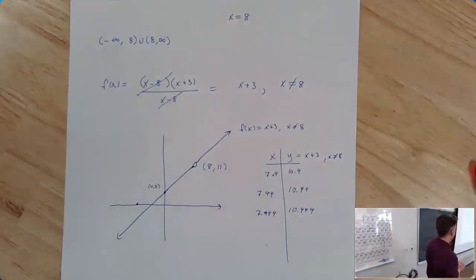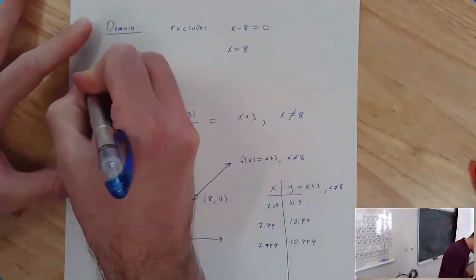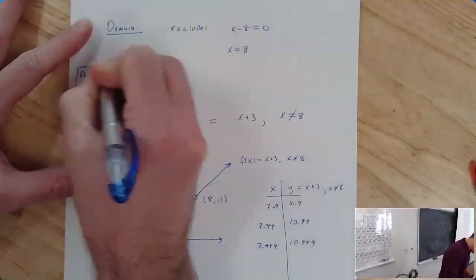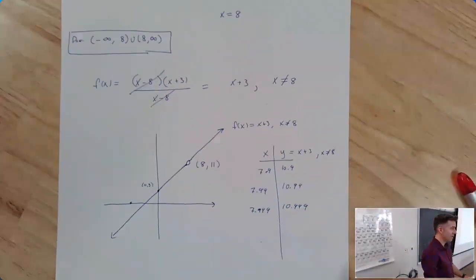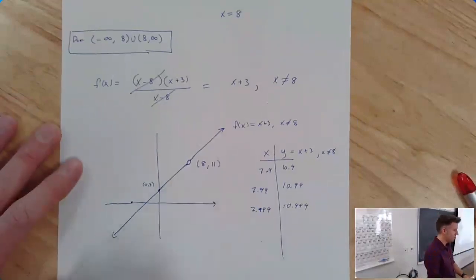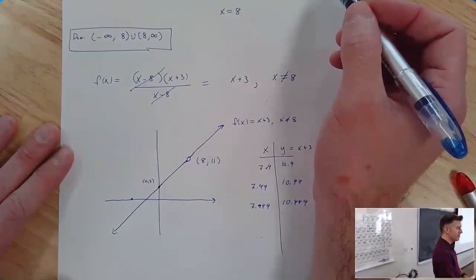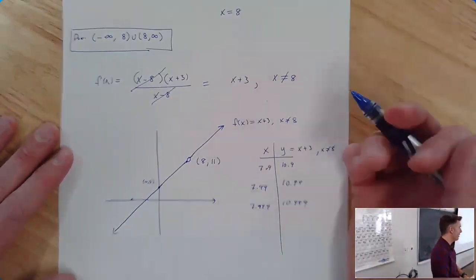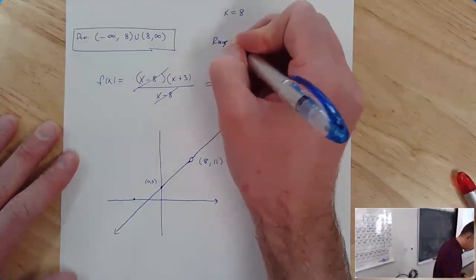What does that mean as far as answering the question? Well, the question was to find the domain, which we already did right here. Just label it. And also the range. Looking at this graphically, this function goes as low as you want, and it goes as high as you want. The only y value that's missing is 11. So our range here is everything but 11.